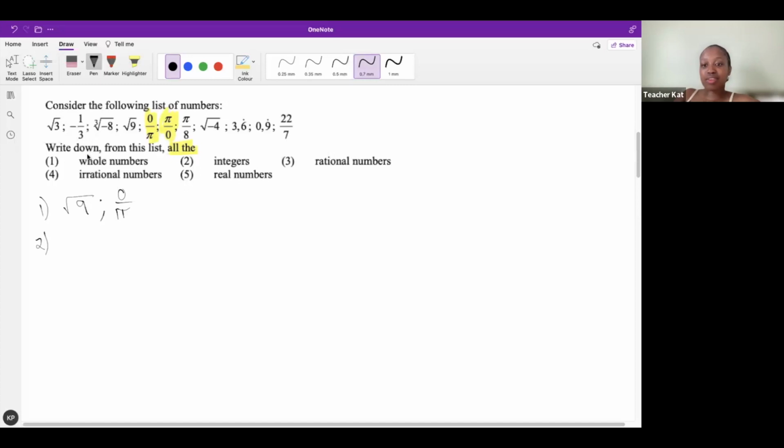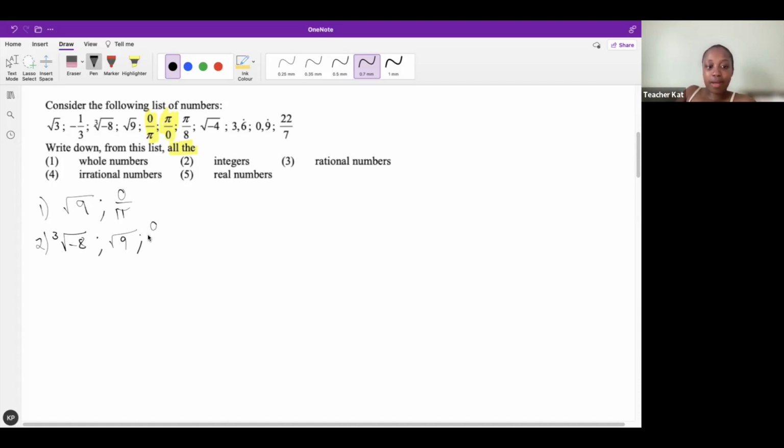The cube root of negative 8. What is the answer for cube root of negative 8? Remember, this is not a square root. It's a cube root. The answer is negative 2. Is that an integer? Yes, it is. See, guys, you must check. Square root of 9 has to be because it is a whole number. These two we've established they're not integers or whole numbers. Neither is this.